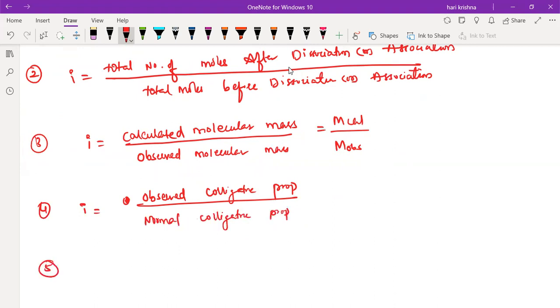Fifth one. We know the RLVP formulas already, right? Can you tell me the RLVP formula? Anyone? P naught minus Ps by P naught equal to X solute. But this will be equal to i times X solute. That's all the difference when you're adding the van't Hoff factor.